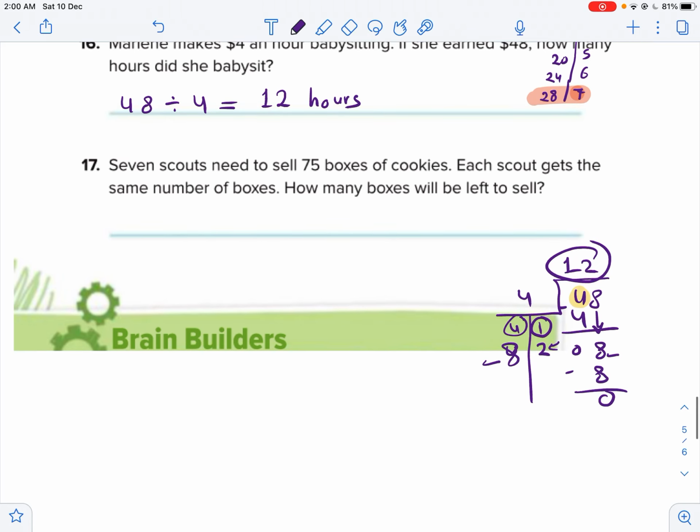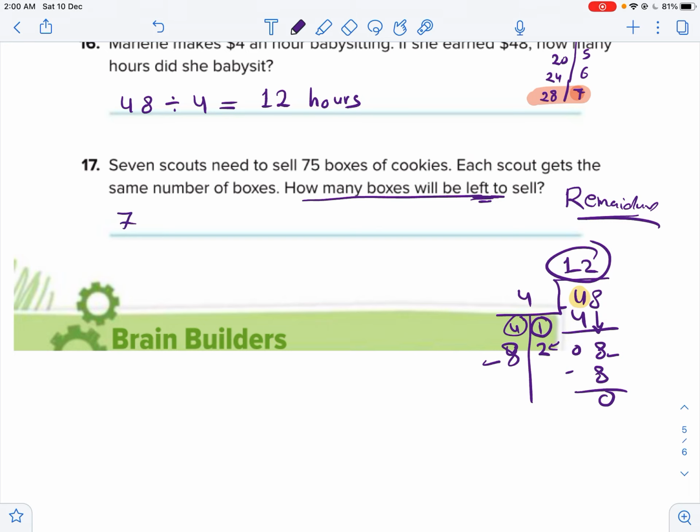Next, 7 scouts need to sell 75 boxes of cookies. Each scout gets the same number of boxes. How many boxes will be left to sell? As you can see here, he's asking about how many boxes will be left. Something is going to be left. So he's asking about what is going to be left after this division, which is the remainder. So as you can see, he's asking about the remainder. So we need to divide, and we will see what the remainder is.